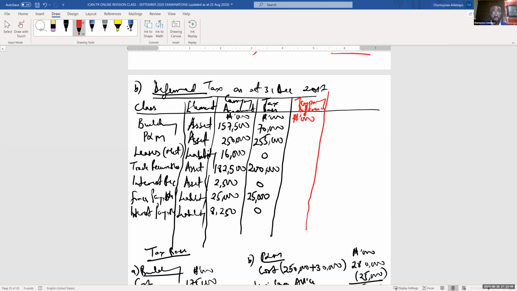Now, the first thing is for us to find the differences. Now, the difference here is how much? 157,500 minus 70,000.